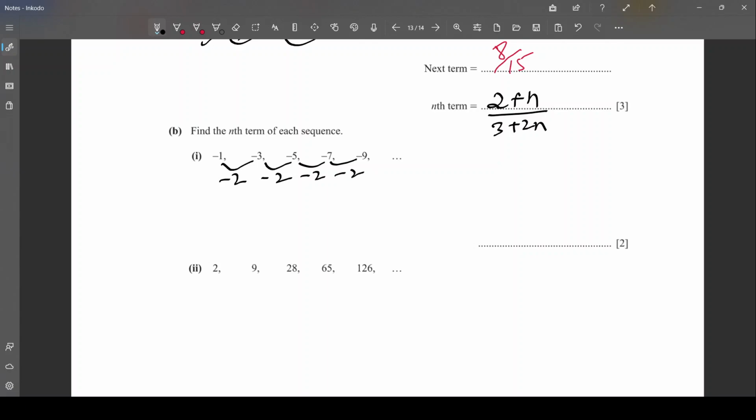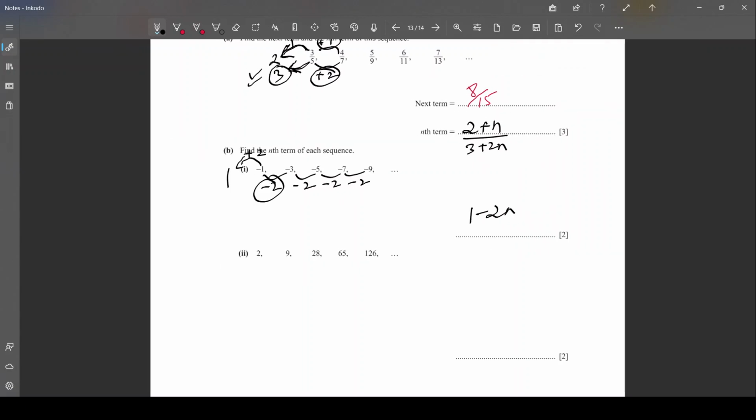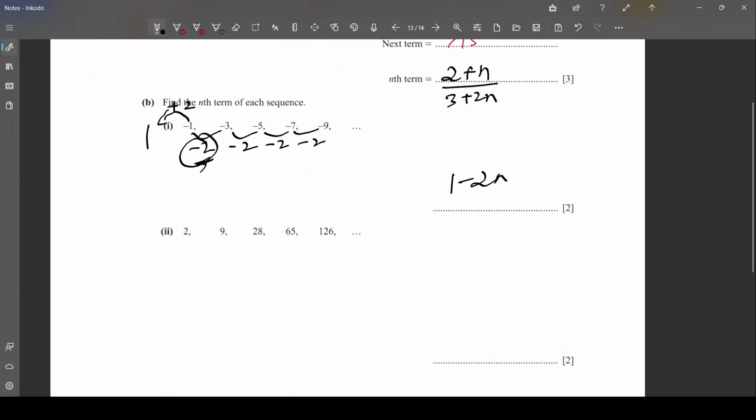So the nth term is... the previous number should be plus 2, because going right side we are subtracting 2, so going left it should be plus 2. So plus 2 minus 1 is 1, then minus 2n, right? So 1 minus 2n is your nth term. Okay, so the previous term is 1, and with this we are writing n to it, that's all.